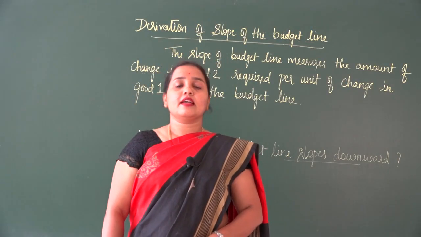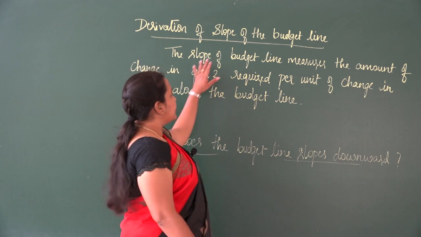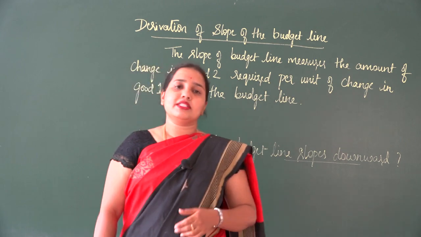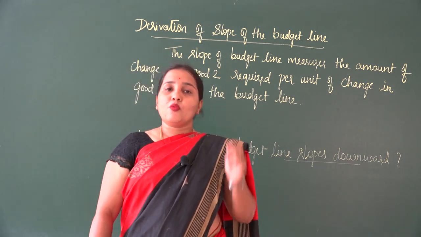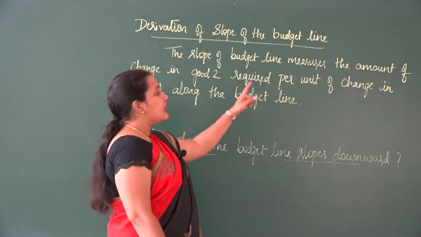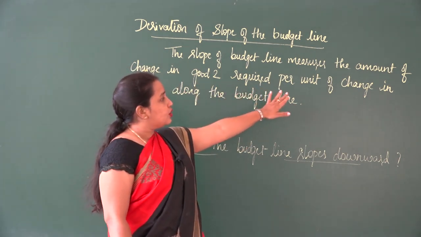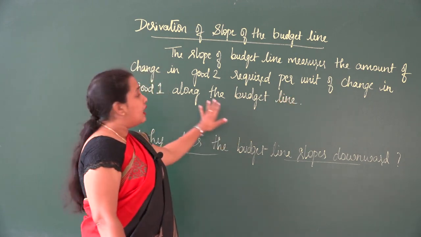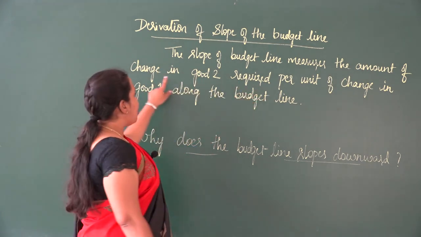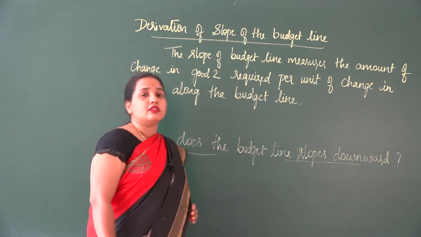Now let us understand another topic which is important from 4 marks point of view, that is derivation of slope of the budget line. How do we derive the slope of the budget line? Let us first understand what the slope of the budget line measures. The slope of the budget line measures the amount of change in good 2 required per unit of change in good 1 along the budget line. I repeat, the slope of the budget line measures the amount of change in good 2 required per unit of change in good 1 along the budget line.